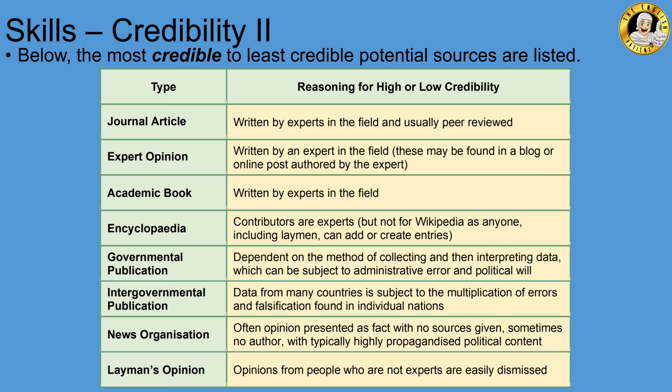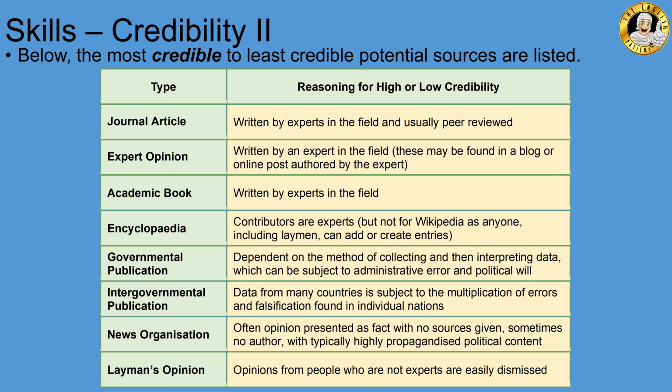The next is an expert opinion. And this will be an opinion given by an expert in their particular field of study. Now, these might sometimes be found in blogs or online posts which have been authored by a researcher or a professor talking about their particular field of study. Someone who's an expert in one field, understand, may not be an expert in another. So as long as they are talking about their particular field of study, then that would be an expert opinion. The next most credible would be an academic book. And the reason these are credible is because these are actually generally written by experts in their field. So a lot of academic books will be written by professors, they'll be written by researchers, or perhaps people who are working within that particular field. So these are quite credible as well.